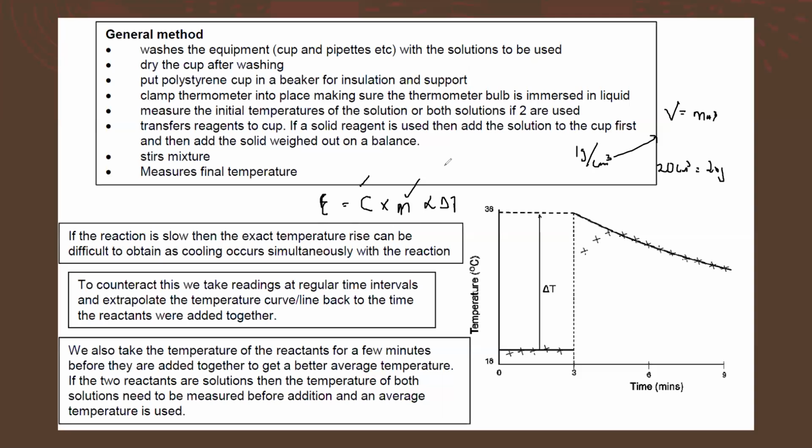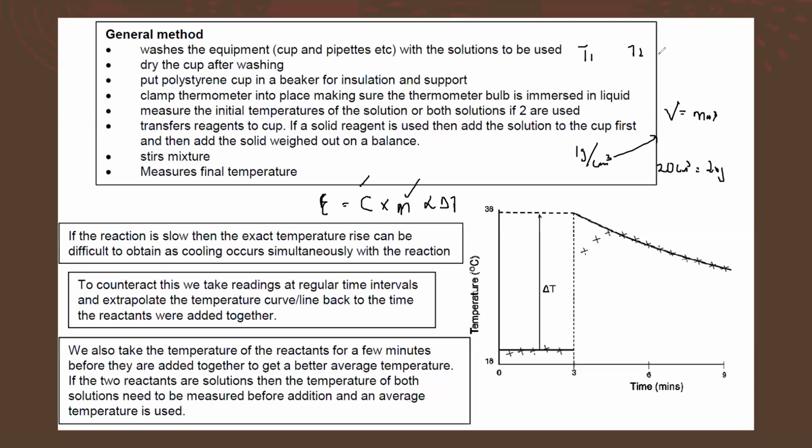So how can we work this out? We can use a graph for this purpose. For example, to calculate a temperature change, we should know the initial temperature and the final temperature, and the difference in the temperature will give us the temperature change. So we will monitor the reaction over a period of time and work out the temperature change.